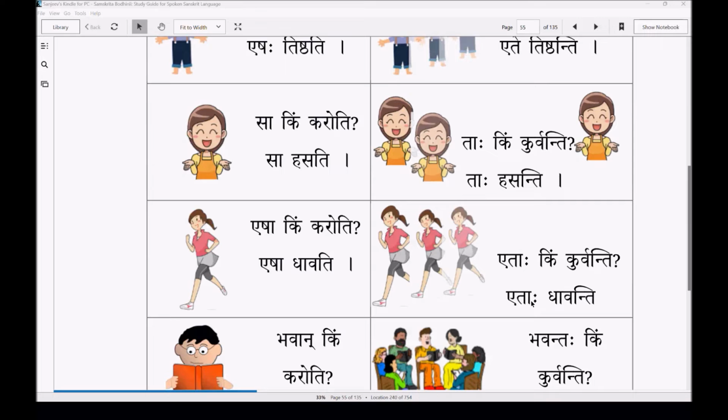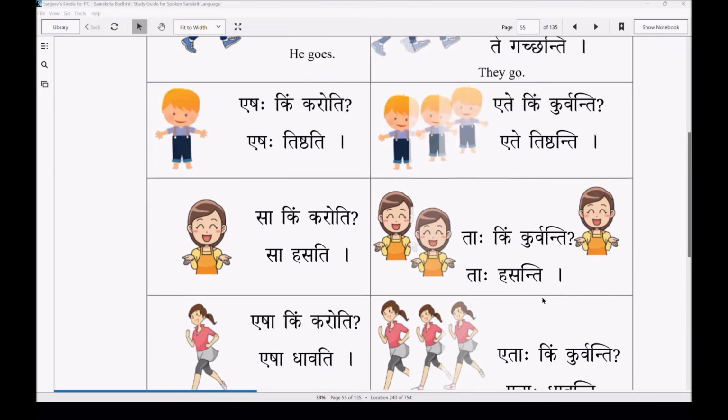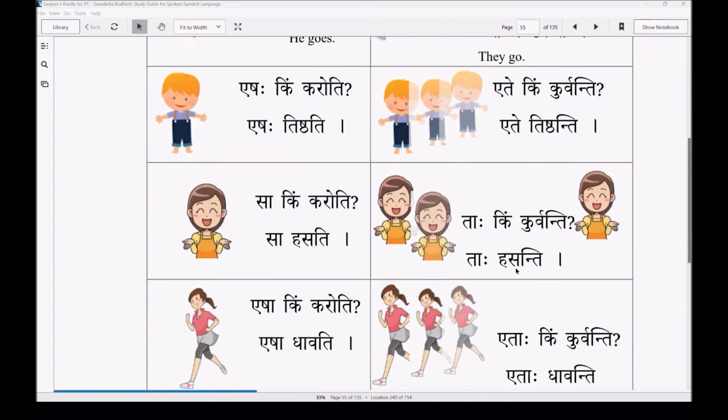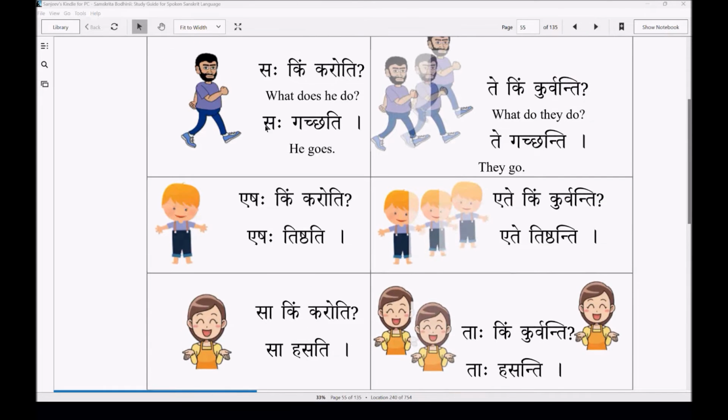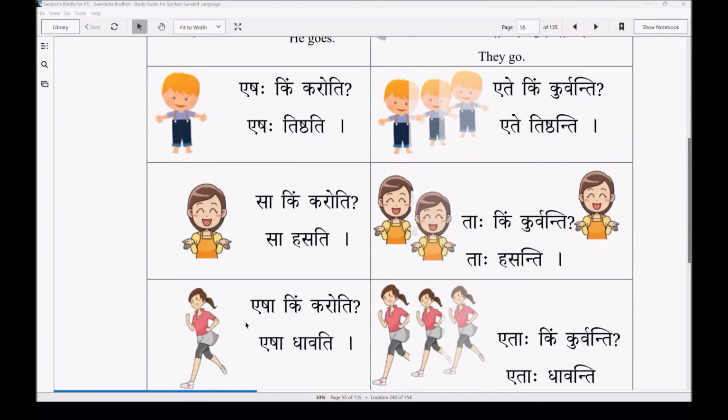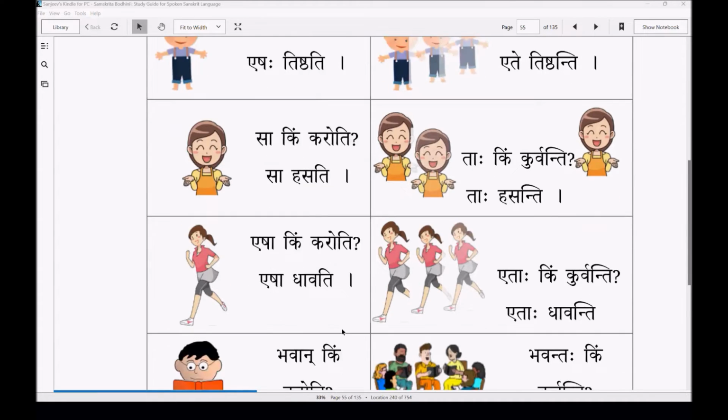These female, these ladies, these girls. So here, etaah kim kurvanti, etaah dhavanti. So, te ete pullinga, taah etaah strilinga. On the ekavachana side we have sah eshah, and sa esha in the strilinga.